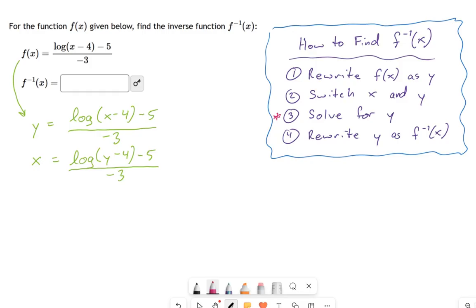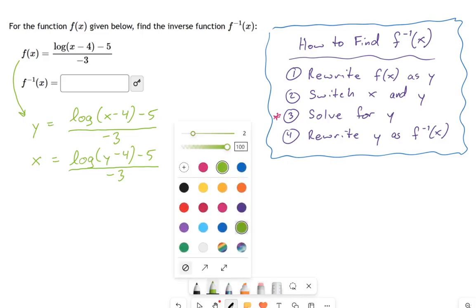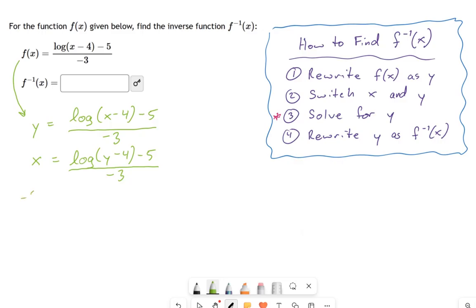First thing I'm going to do is multiply both sides of this thing by -3. That's not subtracting 3. That's multiplying by -3. And you see what that's going to do? It's going to cross out that denominator right there. Okay, so let me clean this up a little bit now that you know what I'm doing. And let's write the next part of the equation down here. So that's going to be, let's see, back to my green, -3x equals logarithm of y minus 4 minus 5.